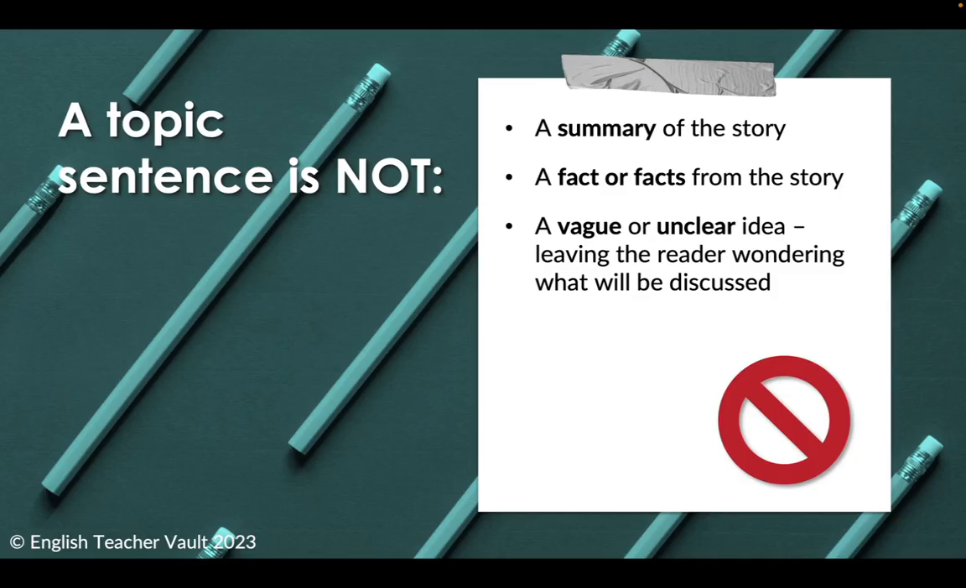Okay, a few things that a topic sentence is not. It's not a summary of the story. It's not several facts about the story. And then it's not vague or unclear, leaving the reader wondering what will be discussed. In literary analysis and in many types of writing, we want the reader to know what's happening and what's going to happen. So we want to make things very clear and organized, and a topic sentence is one way to keep things clear and organized and to keep your reader happy.